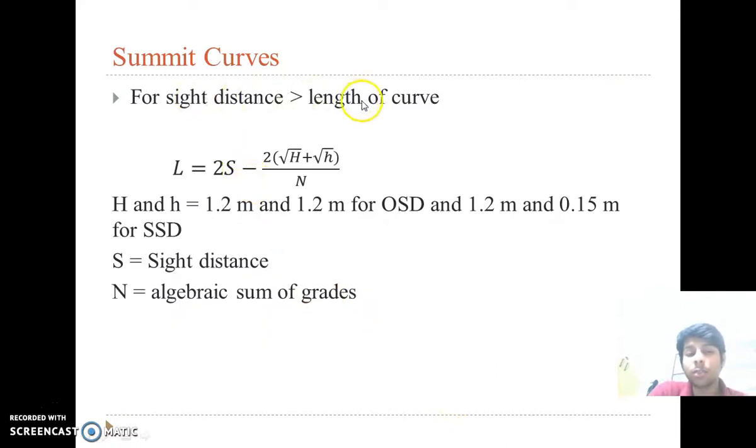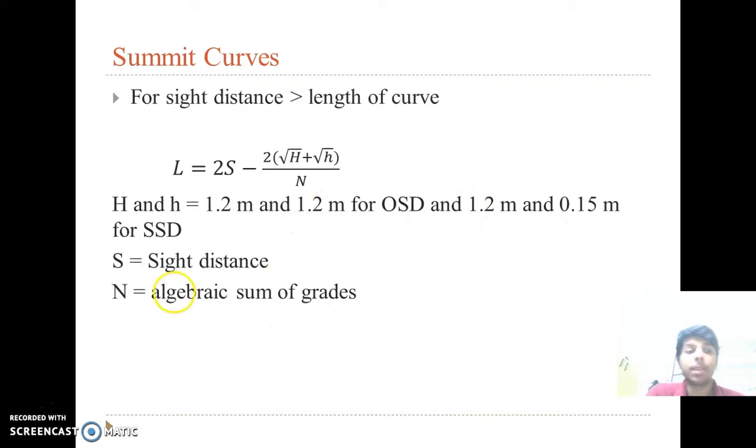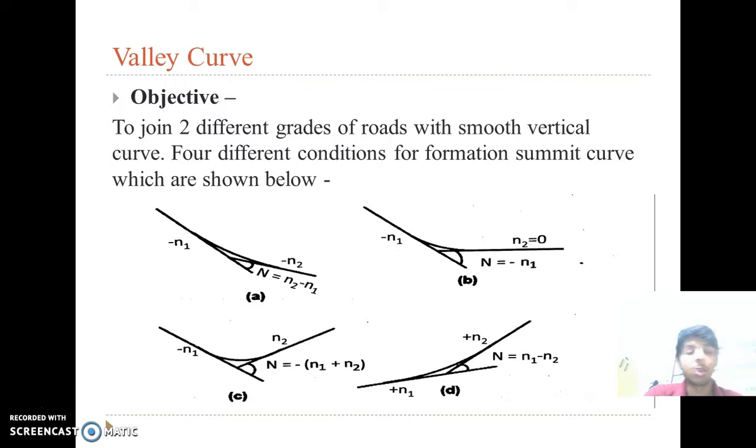When the sight distance is more than the length of curve, then our equation turns out to be 2S minus 2 under root H plus under root small h, whole squared, divided by N. N is equal to N1 plus N2, this is the summation algebraically. So this is the small h and capital H values. This is for summit curves.